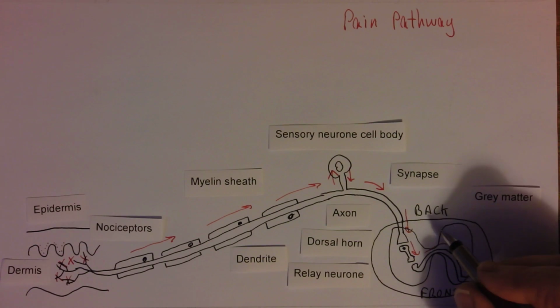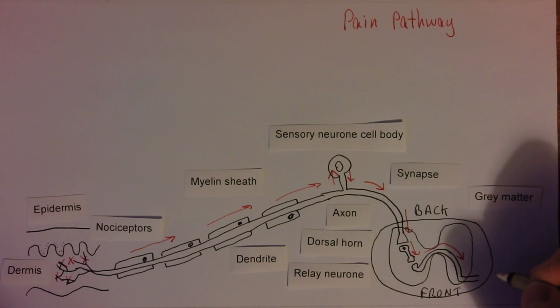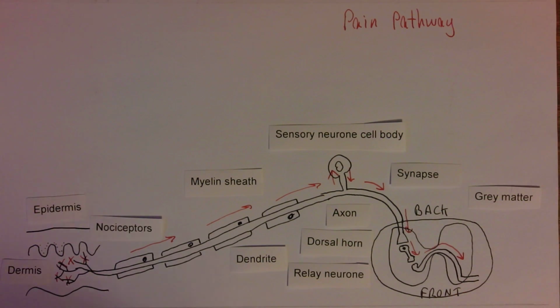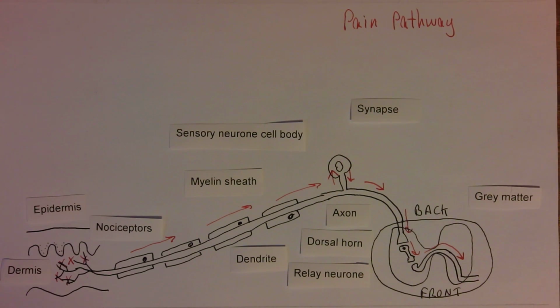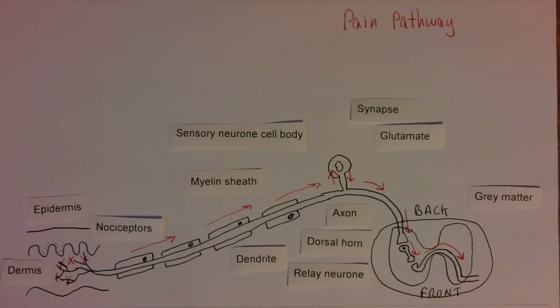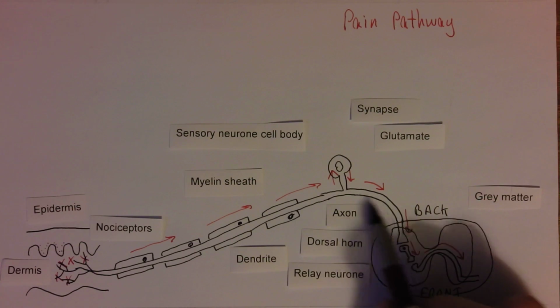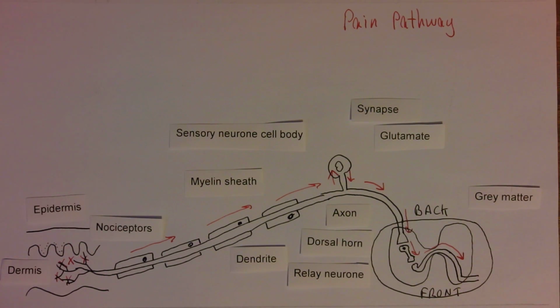So if this is the back, that would make that the right hand side of the body, wouldn't it? And it goes across the spinal cord. Process called decussation. The synapses use chemical transmitters, which become important when we consider pharmacology. So the fast myelinated A delta fibres, their main chemical transmitter is glutamate.